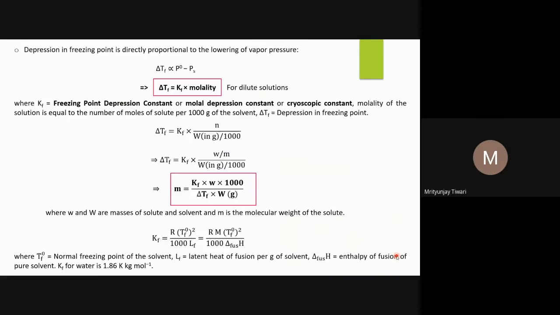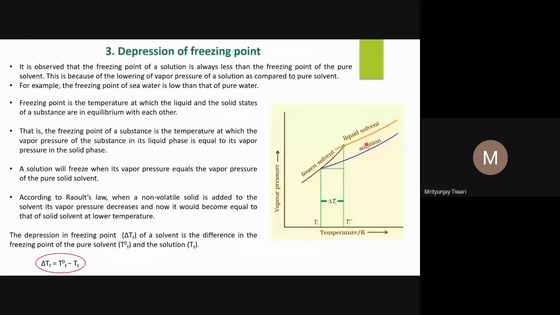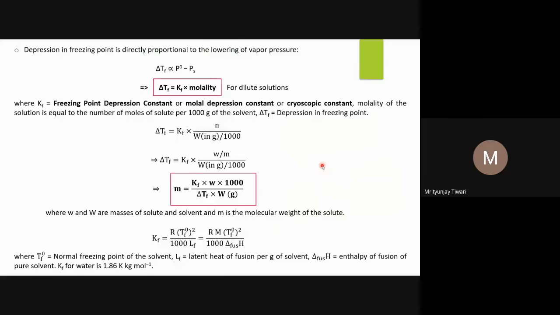The similar thing, if you remember, we have seen in the case of depression in the freezing point as well. The nature of the graph is not going to change. The vapor pressure of the solution was already down at all temperatures, so even at the lower temperature it will be down. If you extrapolate it, it will reach here, the freezing point of the pure solvent. These are all the freezing points at different vapor pressures. This is the frozen solvent, and this is the freezing point of the pure solvent, so that is why we defined the depression.